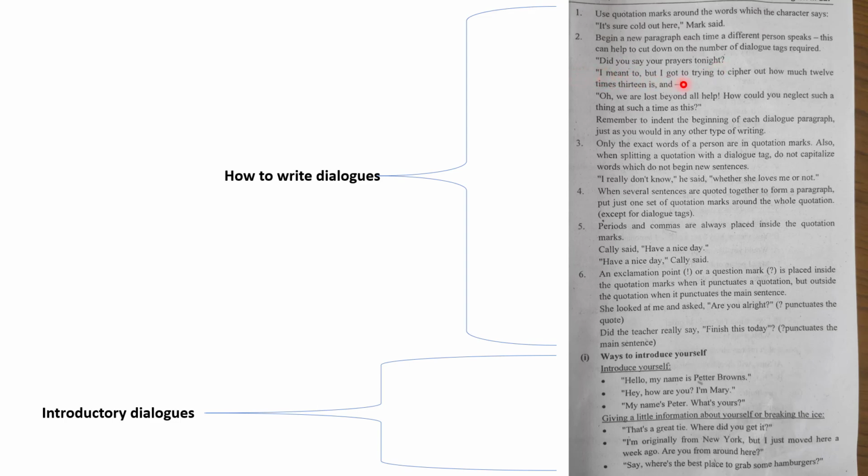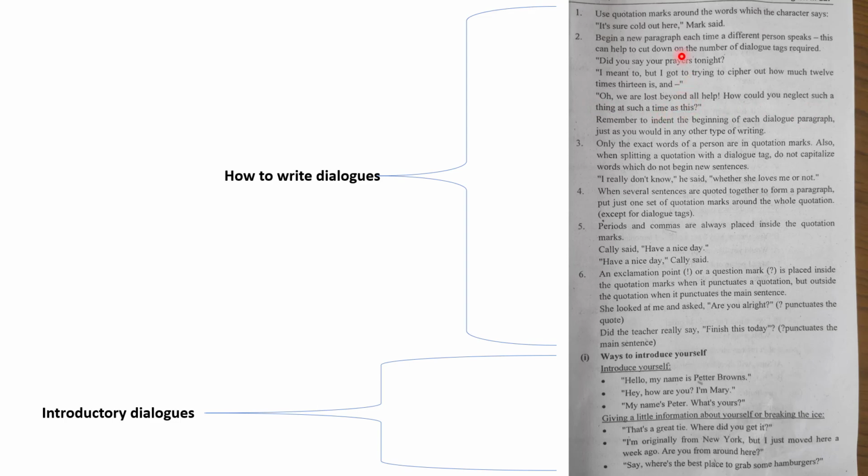I meant to, but I got to try and cipher out how much 12 times 13 is. And oh, we are lost beyond all help. How could you neglect such a thing at such a time as this?